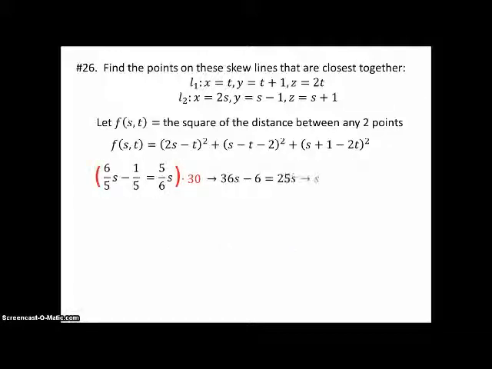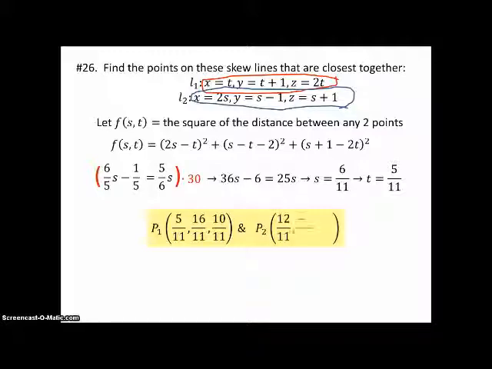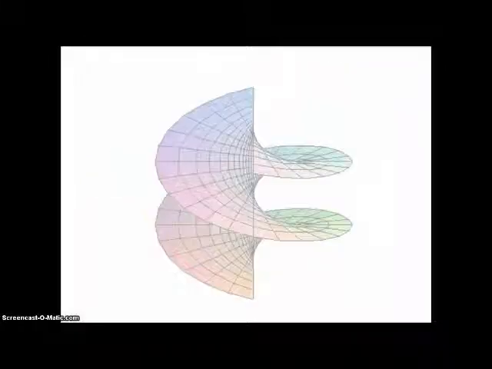Solving for s, we get s equals 6/11, and then substituting 6/11 into 5/6 times s, we get 5/11 for t. So now all we have to do is plug t and s into our linear equations to find the 2 points. So the first point on the first line is given by 5/11, 16/11, and 10/11. And then for the second point, we plug s values in, and we get 12/11, -5/11, and 17/11. So these are the 2 points on the 2 lines that are closest together.